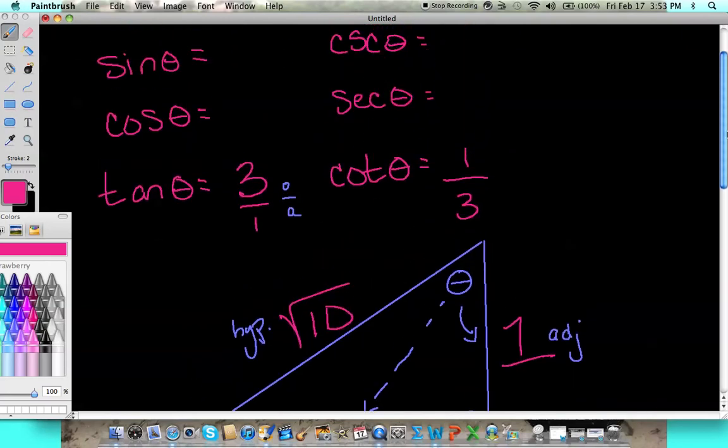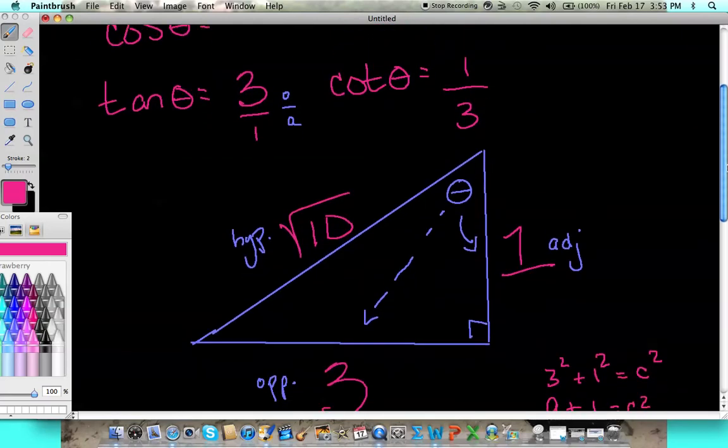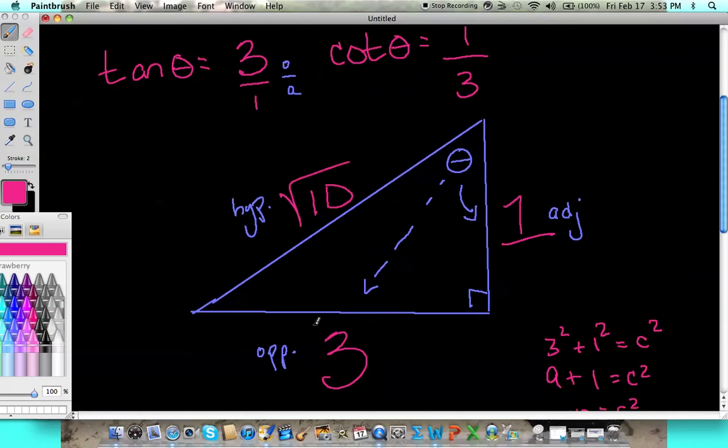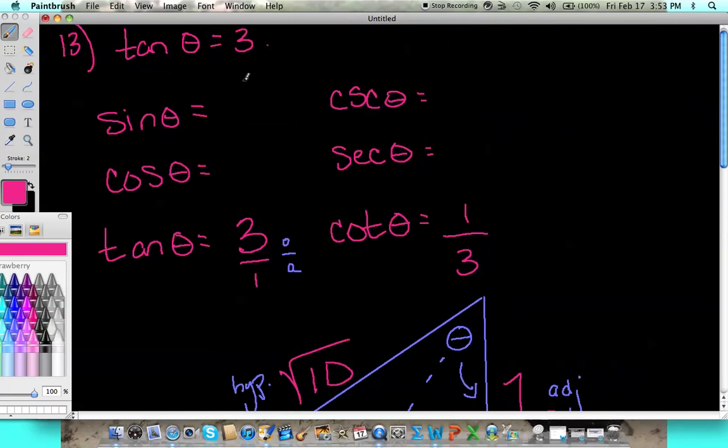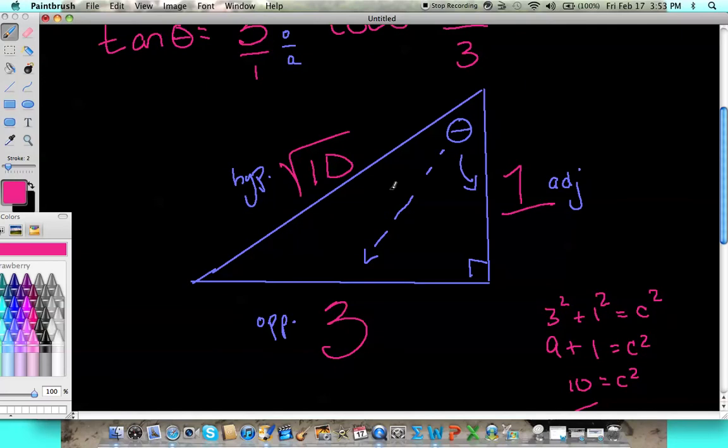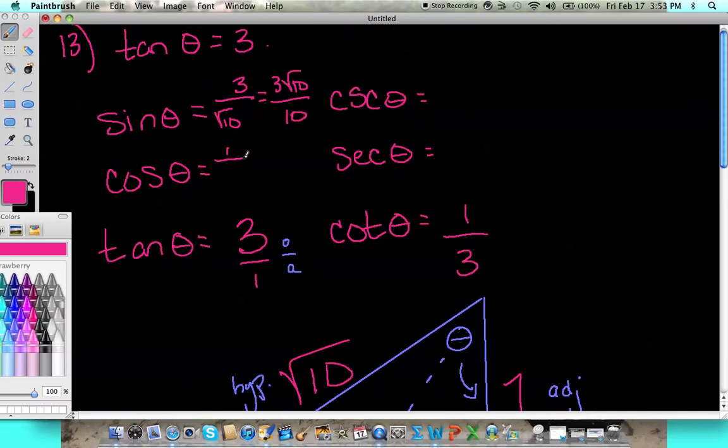So sine is opposite over hypotenuse. So now this is my opposite side down here, and my hypotenuse is root 10. So this is 3 over root 10, and I would have to rationalize that to be 3 root 10 over 10. My cosine is adjacent over hypotenuse, so it's 1 over root 10, which once rationalized is root 10 over 10.